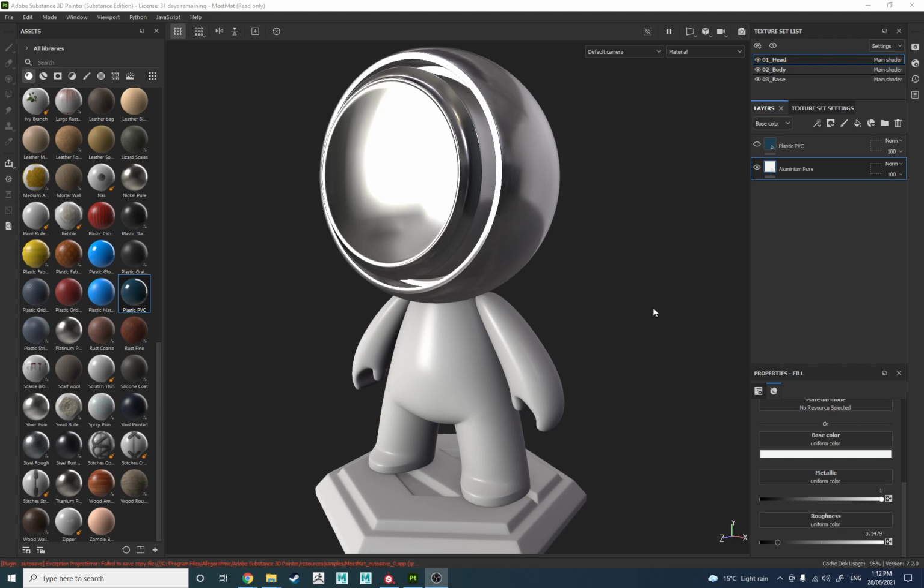So Substance Painter is based on a rendering system called PBR. PBR stands for physics-based rendering. What this means is that the light we're simulating as we're rendering and the materials that we're simulating with our shaders are all based on real-world physics and maths. So they follow the rules of the real world.